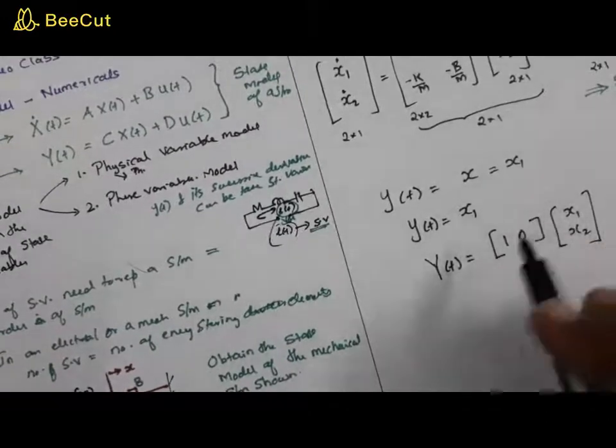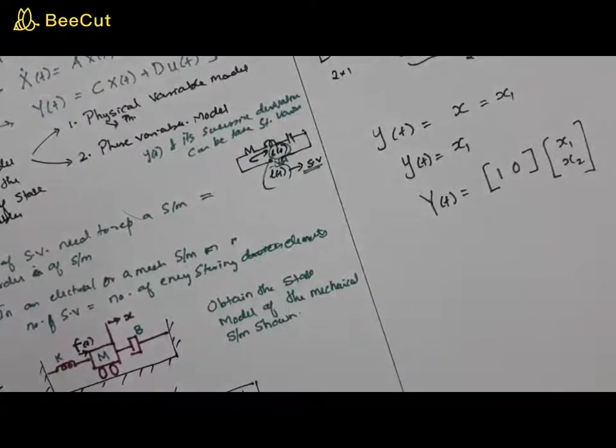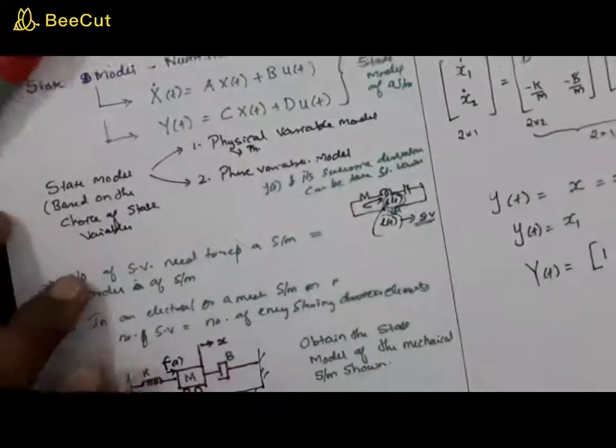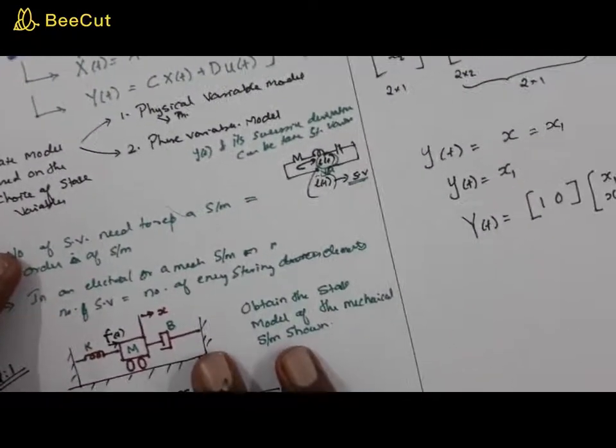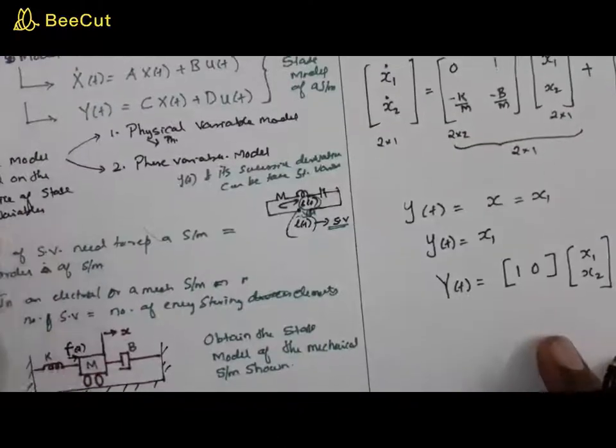Because there is no x2 here, only x1 is there. So this is 1, 0, x1, x2, right? This is very simple. So this forms the output equation, right? And these two equations form the state model of this particular system. So these two equations comprise the state model.